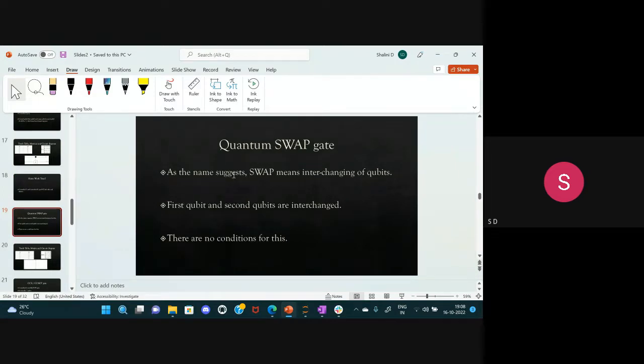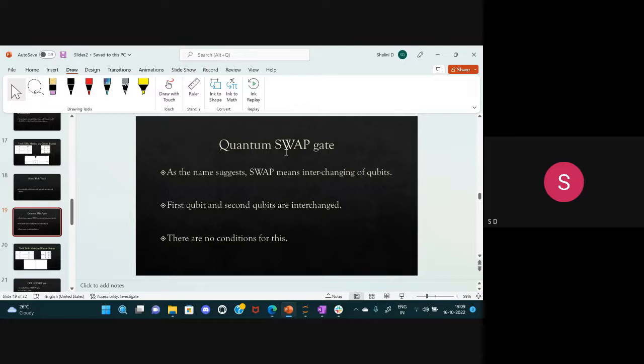In quantum, as the name suggests, swap means we are interchanging the qubits. We are using the first qubit and the second qubit. Since we are using only two qubits, we are interchanging the two qubits and no conditions are given. There is no controlled swap gate for two qubits; that exists only for multiple qubits.